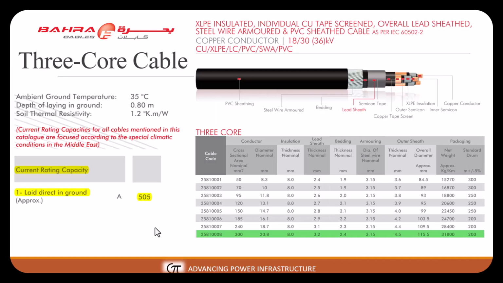In this video, I show how I used COMSOL Multiphysics to model this 3-core cable by BHARA Cables using the cable selection and installation data shown here. The current capacity is focused according to the special climatic conditions in the Middle East. The steady state ampacity shown here at 505 amps indeed brings the conductor temperature just barely under the temperature limit.